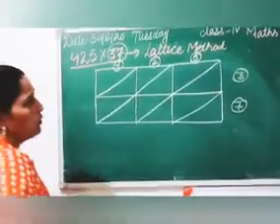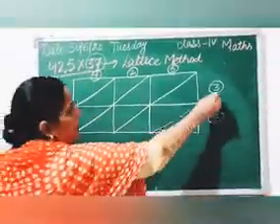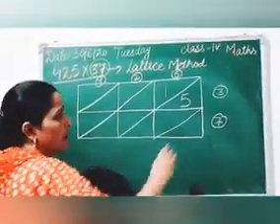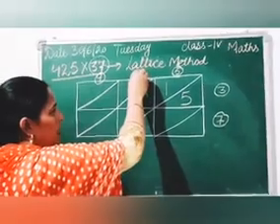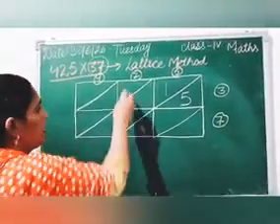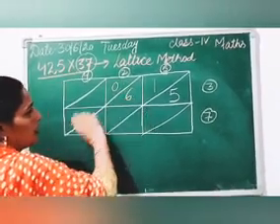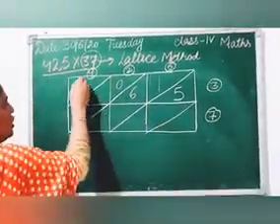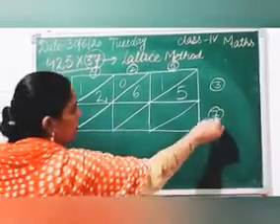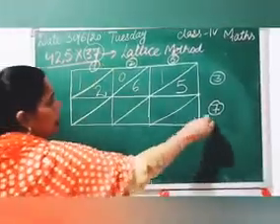Now this 3 will be multiplied by these three numbers. 3 times 5 is 15. We will write it like this. Then 3 times 2 is 6, but here we have two boxes, so how will we write 6? 06. Then 3 times 4 is 12. Now 7 will be multiplied by the three numbers.